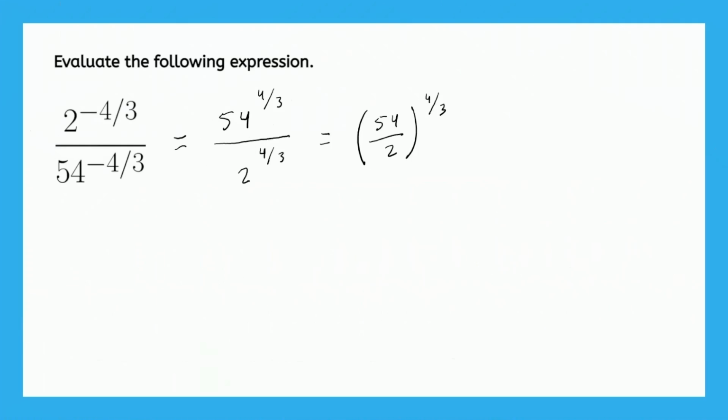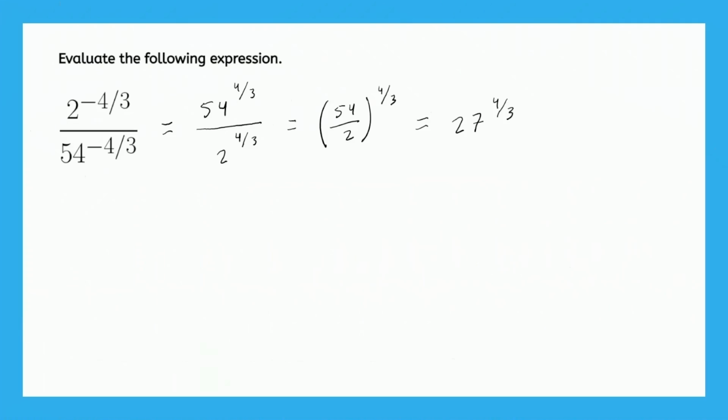And remember, our overarching goal in this process is to simplify the expression as much as possible. So can we simplify what is inside the parentheses? Yes, we can. What is 54 divided by 2? 27. So now we have 27 to the power of 4 over 3. How could we simplify this even more?